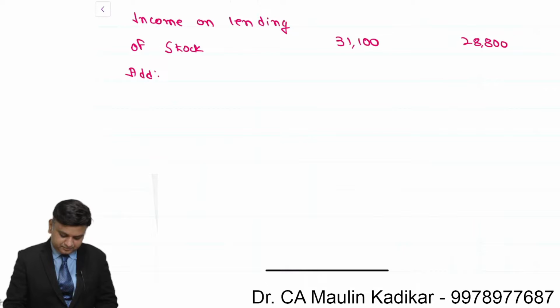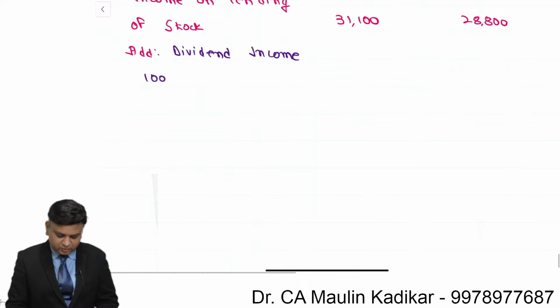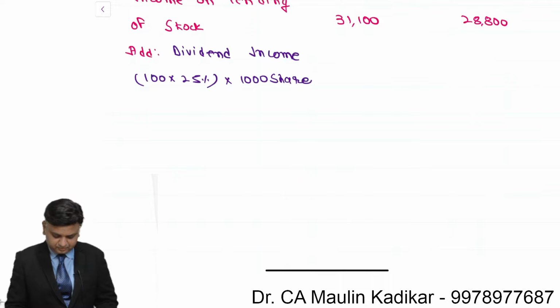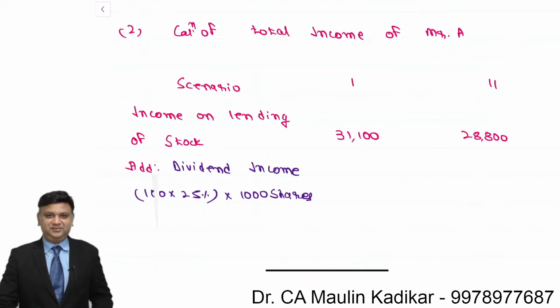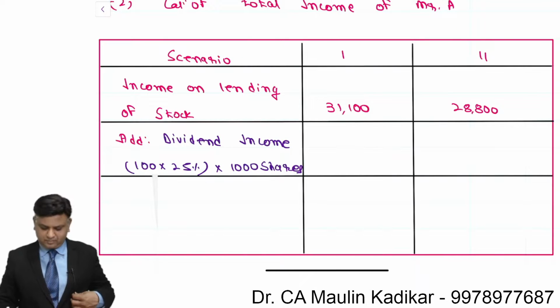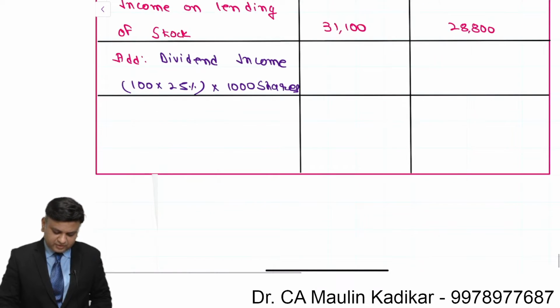Add dividend income. It is 100 into 25%, that comes to 25 rupees into 1000 shares. That is the way the total income can be calculated. So that comes to an amount of 25,000.